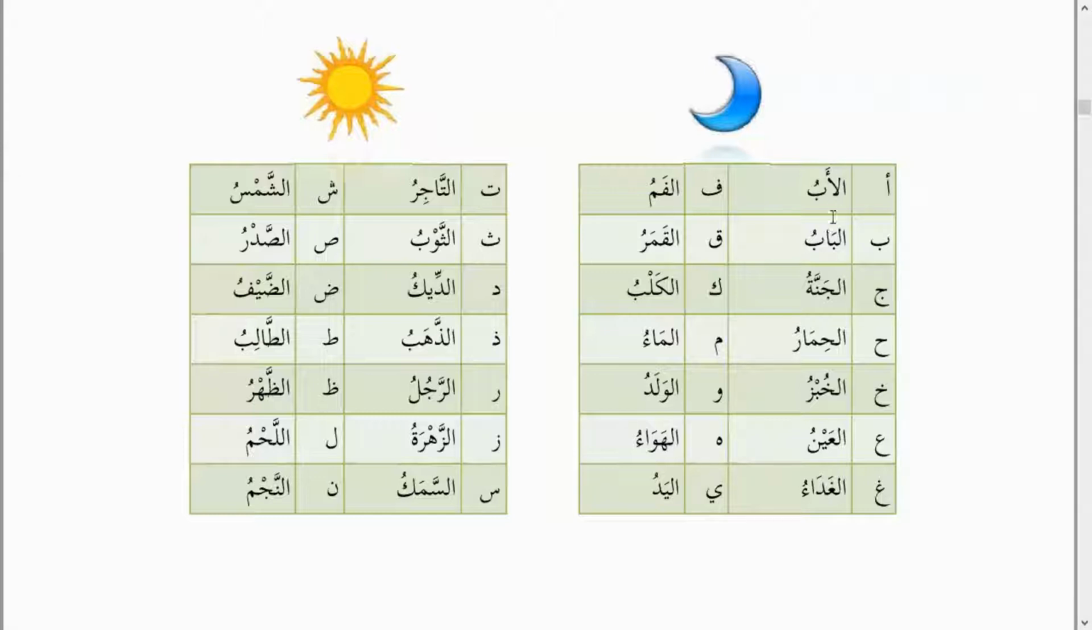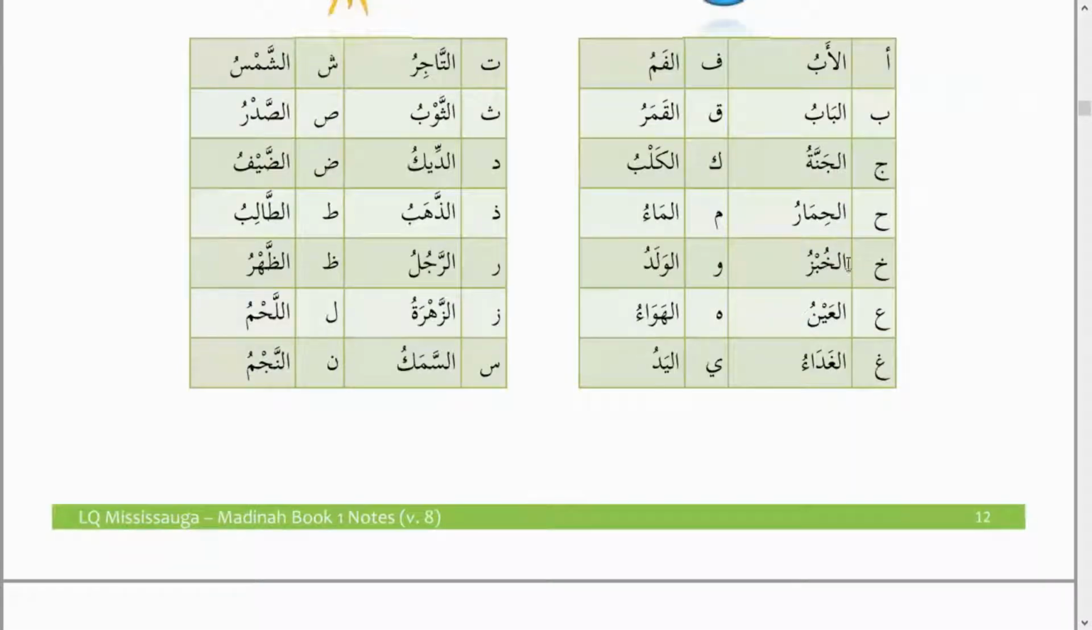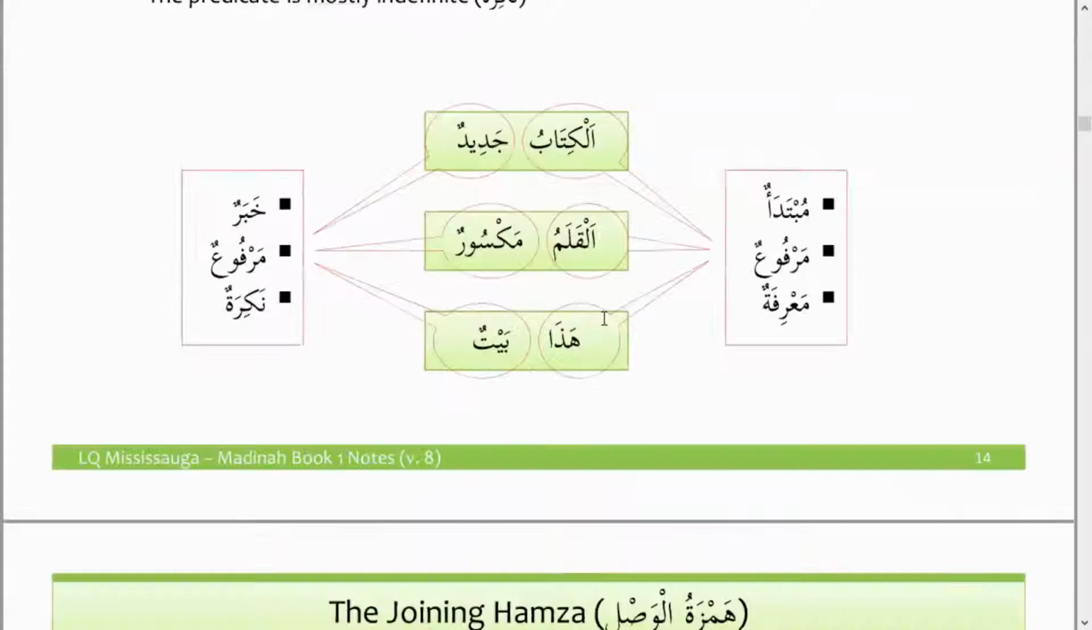But in the moon letter, we read the lam. Al-jannah, wal-jannatu, wal-himaru. See, look at these hamzas. These are all Hamzatul Wasl. Inshallah.